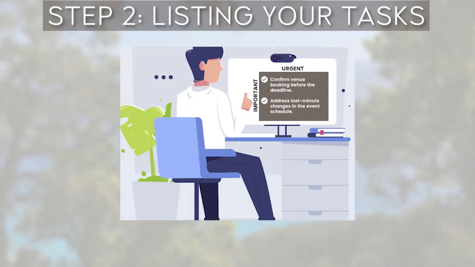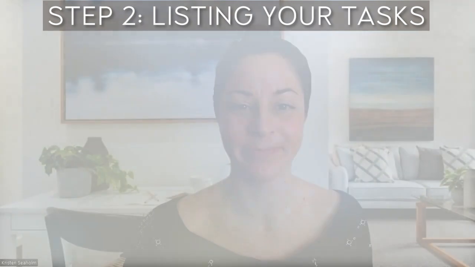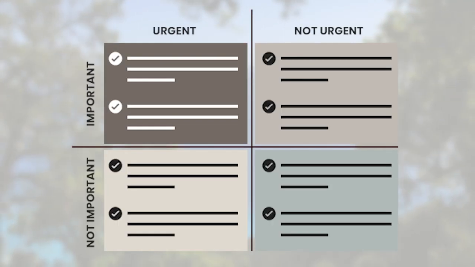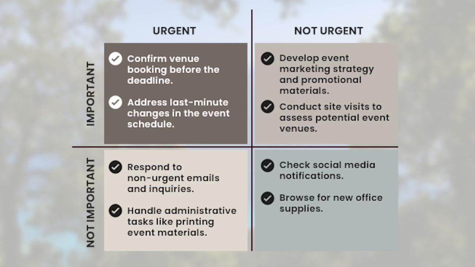Step 2, listing your tasks. Start by listing every task, from venue booking to collecting post-event feedback. Then, categorize them into the matrix. This visual breakdown is a powerful step toward prioritization mastery. Looking for a digital tool to capture your matrix? Canva's whiteboard function would be my top recommendation.